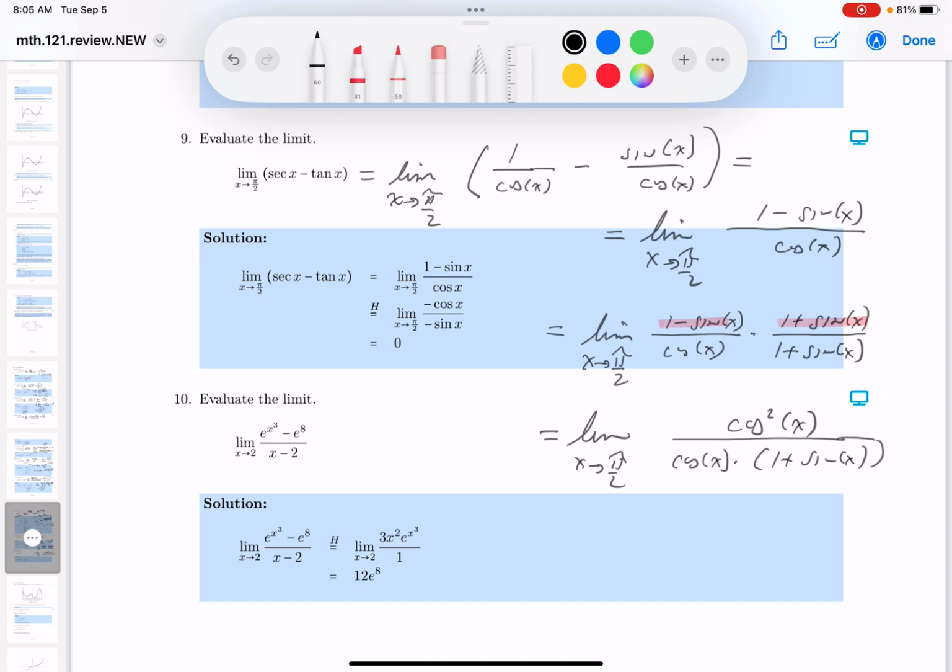All right, what happens over here? One of the factors of cosine cancels off. And again, we're not using L'Hopital's rule to do the problem now. What do you get? Cosine x. And on bottom you get 1 plus sine x.